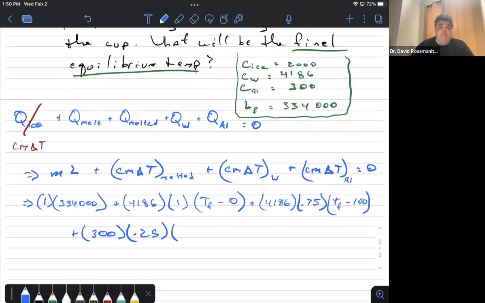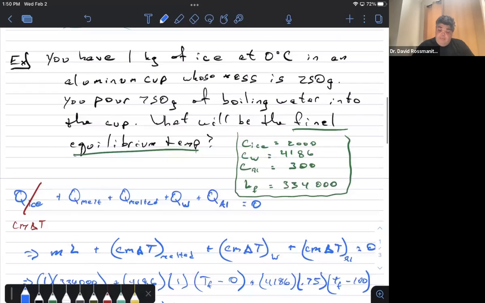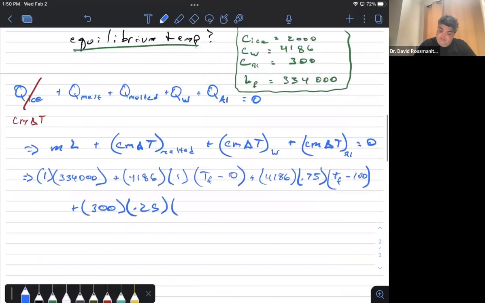Final minus initial temperature. Well, for the cup, remember, you started with the cup and the ice in the cup. So this metal cup is probably really cold. It's at the same temperature as the ice. However, once you put the boiling water in, that cup's going to heat up to the final temperature. So it's final temperature minus its initial, and its initial is just 0.